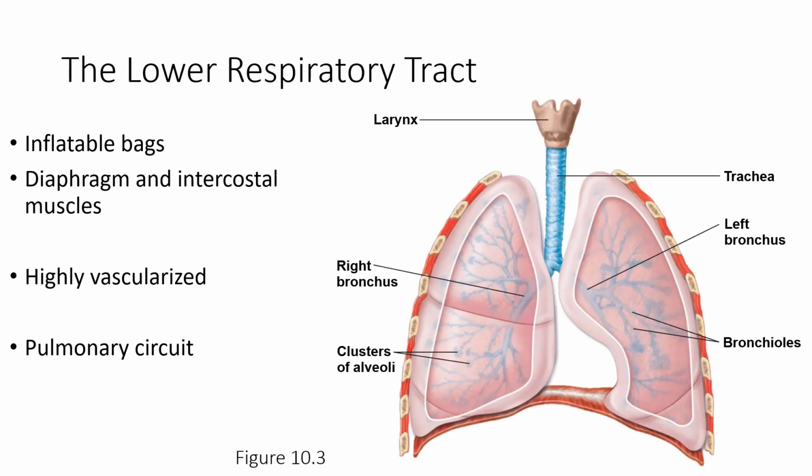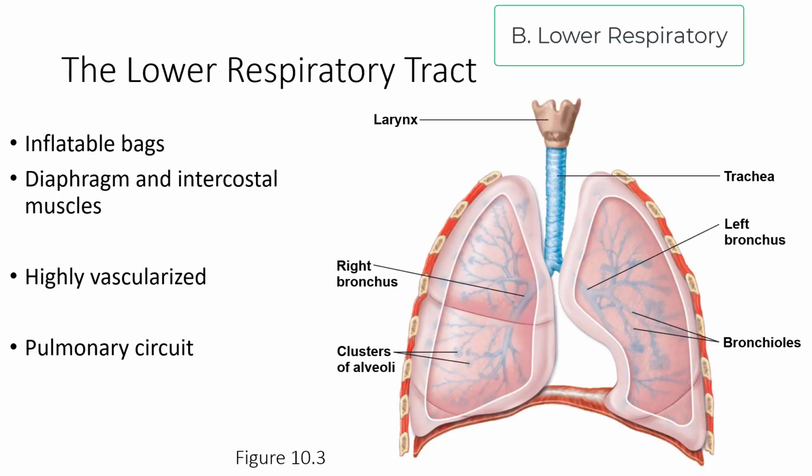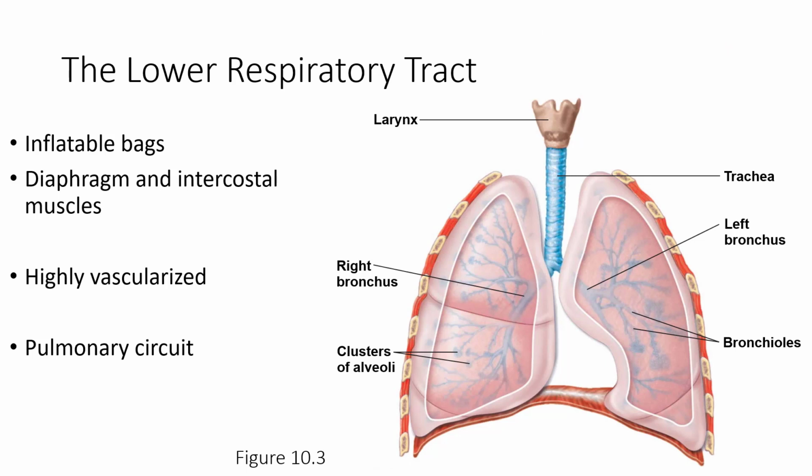And the trachea will lead to the lower respiratory tract. We can see that there. And these are basically inflatable bags that we call lungs. We also can see here the diaphragm and intercostal muscles, which we'll cover in a little bit. This part of the body is highly vascularized. There's a lot of blood here. If you remember the heart lecture, you saw the pulmonary circuit is going to be servicing this. So there's a lot of blood flowing through here, picking up oxygen and delivering it back to the heart.